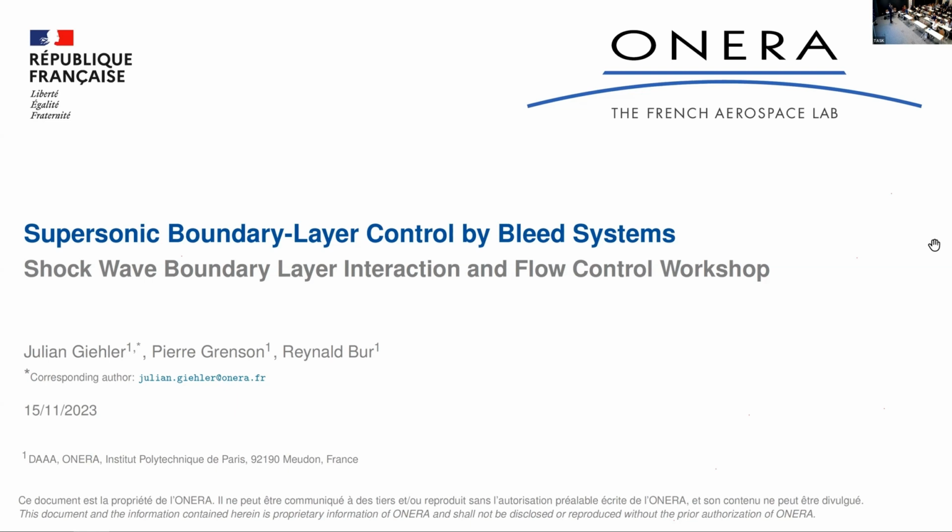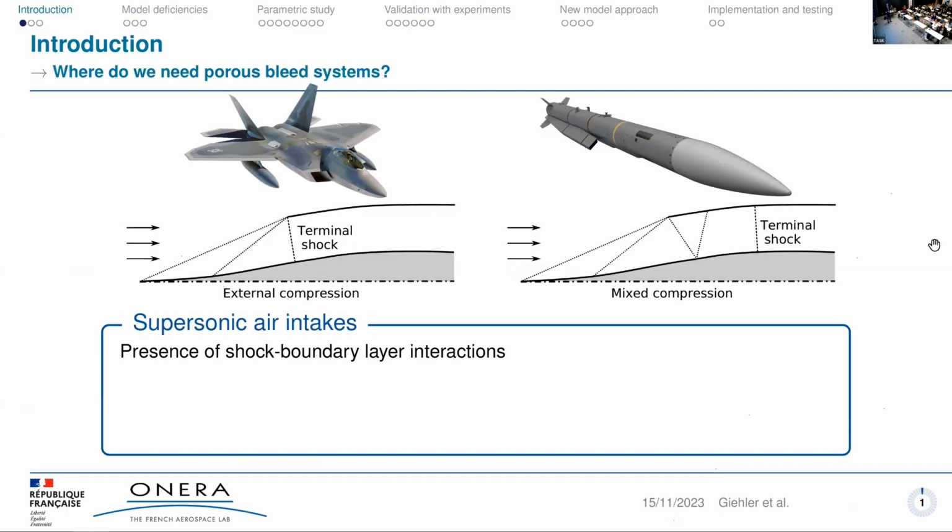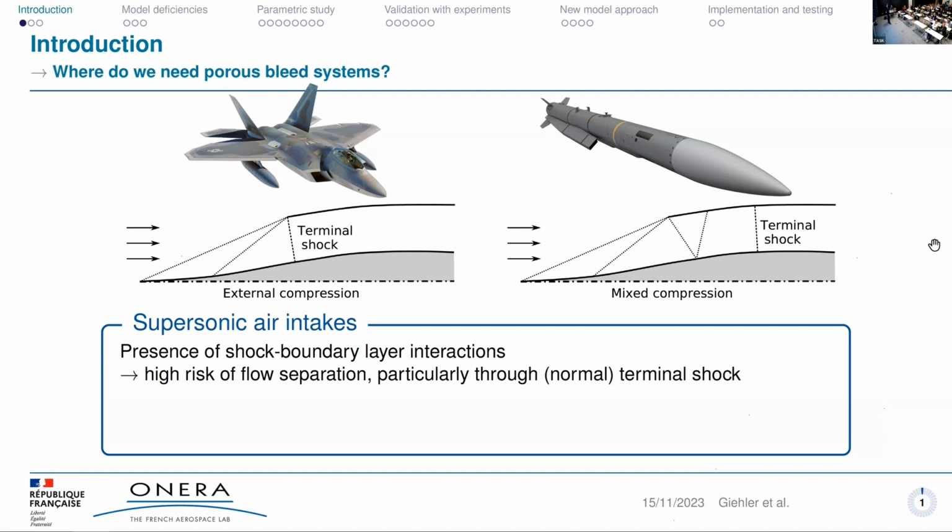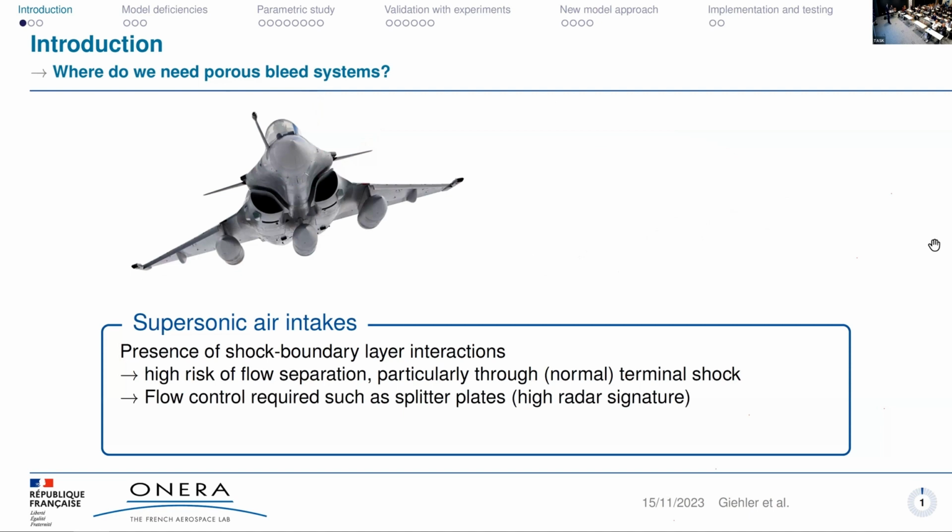I will talk today about bleed systems and how we use them for flow control and particularly for supersonic flows. First, a short introduction, where do we apply bleed systems? They are usually applied on supersonic air intakes, where, as you know, we have shock boundary layer interactions, and with the shock boundary layer interactions, we have the high risk of flow separation, especially because of the terminal shock, which is always a strong shock boundary layer interaction. And therefore, flow control is required and also applied for supersonic air intakes.